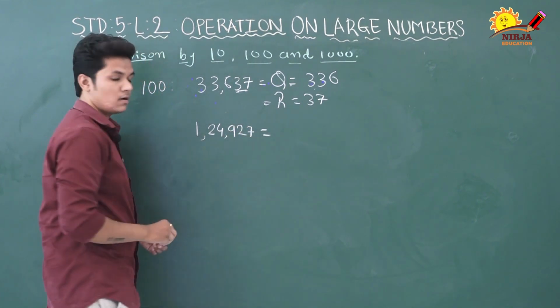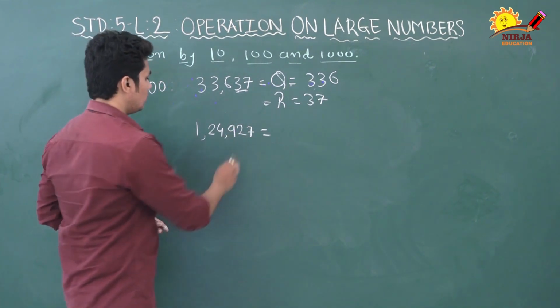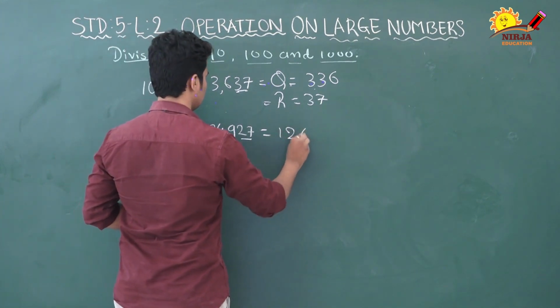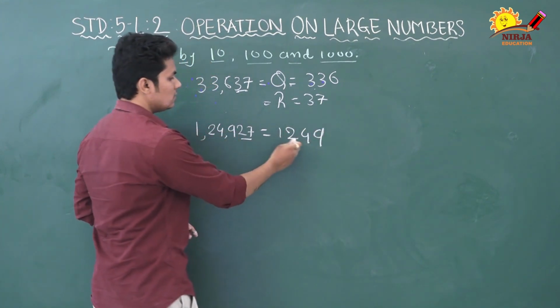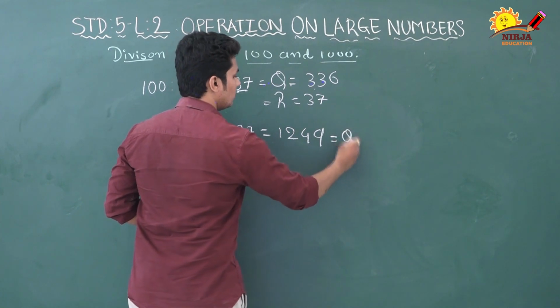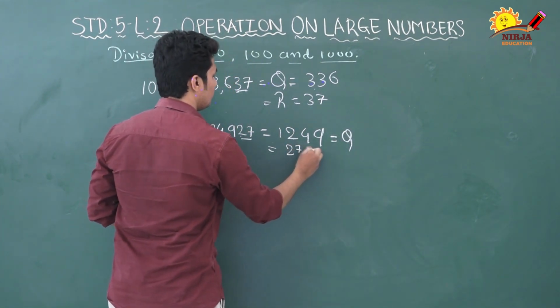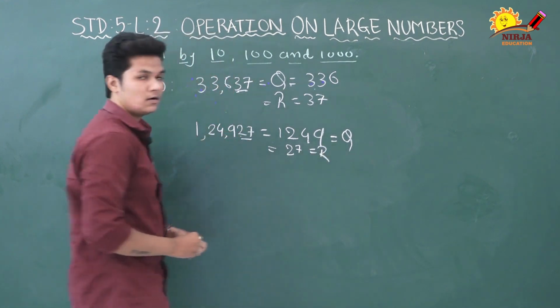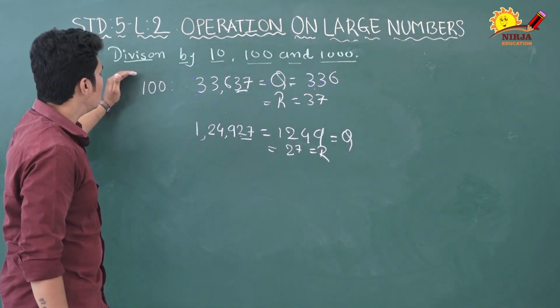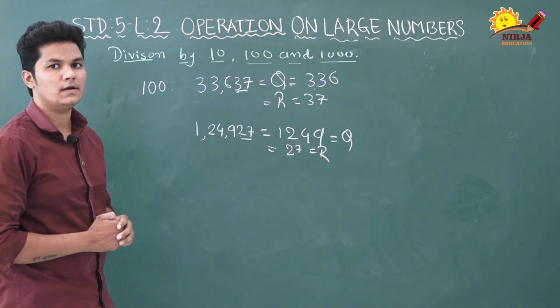1,24,927. We will write this number without the tens and ones place. So, 1249 is our quotient and 27 is our remainder. So, this is how we write a number divided by 100.